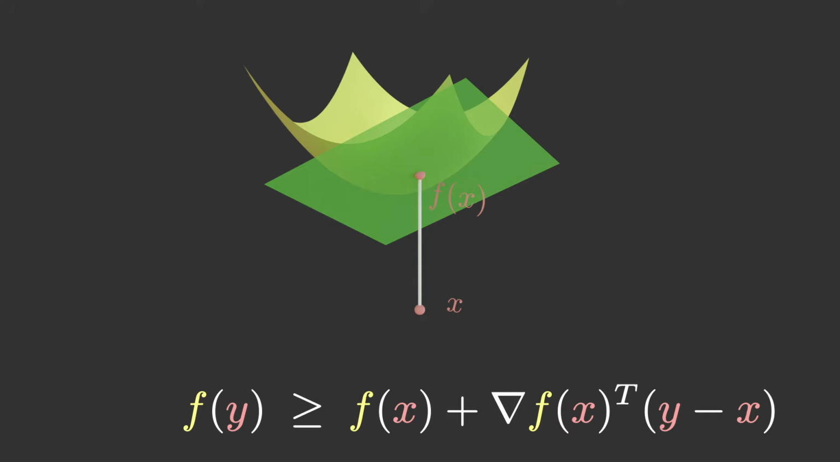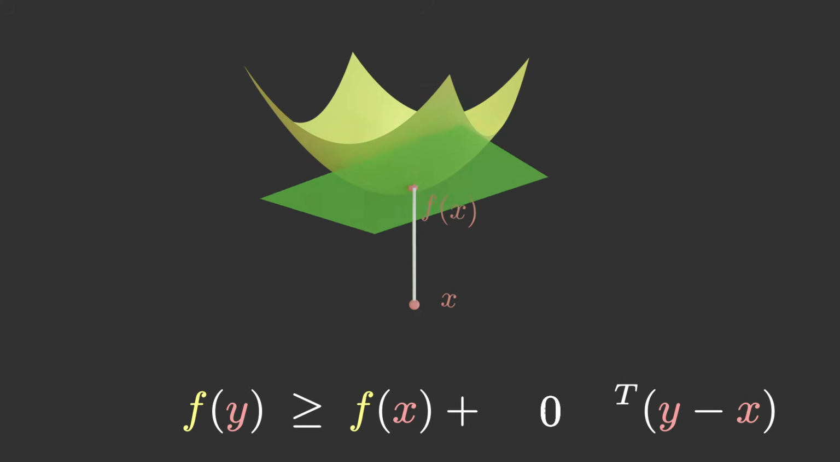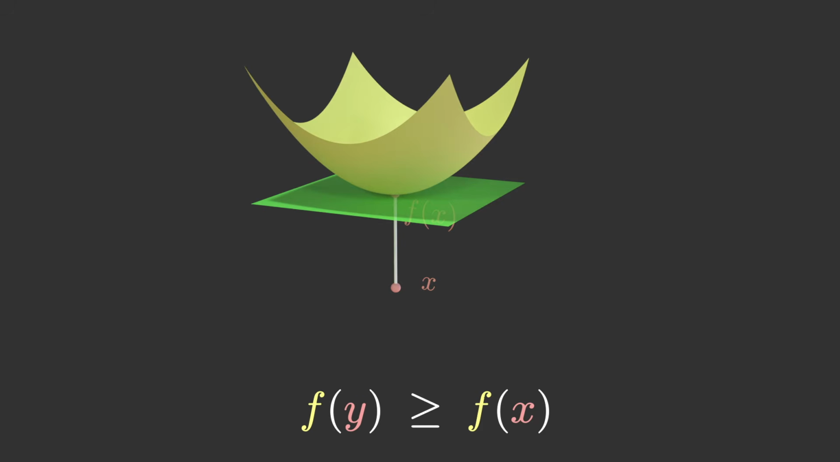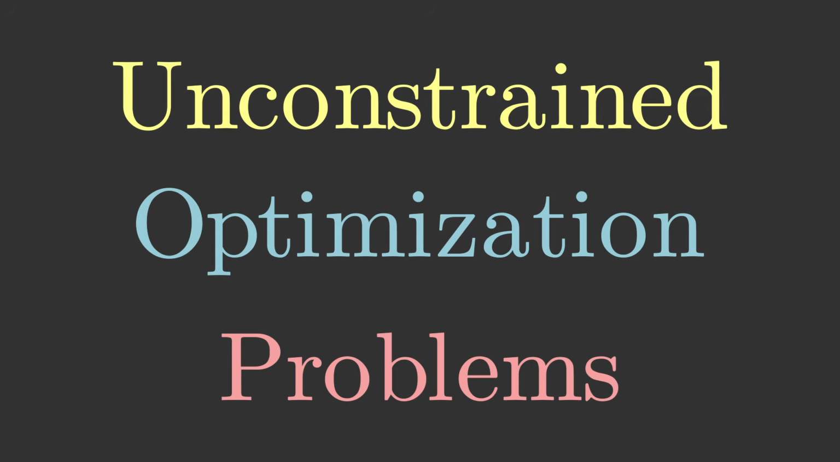The ramifications of this new definition are huge. Let's say you find a point x where the gradient of f is equal to 0, then the tangent hyperplane at that point is horizontal. And since convex functions will always be above their tangent planes, this means that the point x is actually a global minimizer of f. And this already gives us a way to solve unconstrained minimization problems.